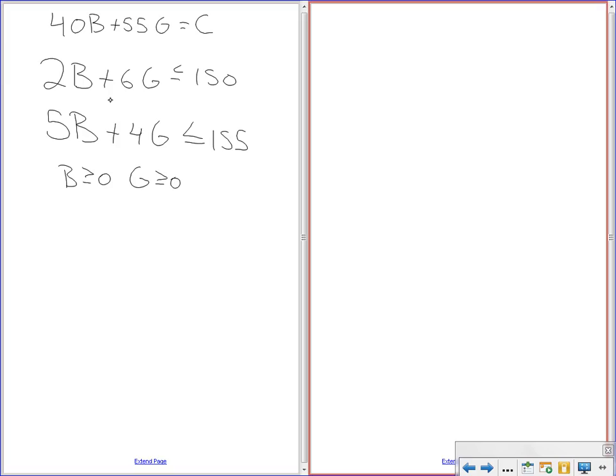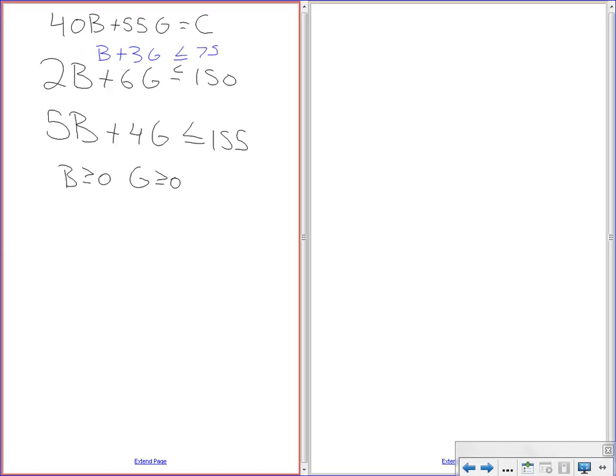So right now we know all of this info. When I go into this next step, one of the quick things that I'm going to do to make it a little bit easier: does everybody see that 2b, 6g, 150, are they all even? I'm going to go ahead and simplify that out right away. That's always a good idea to do if it's possible. So I know that it's b plus 3g is less than or equal to 75.